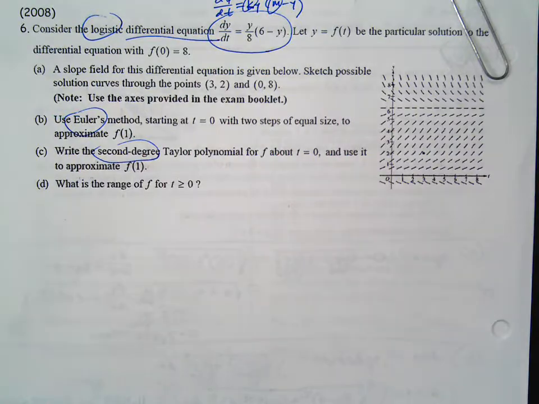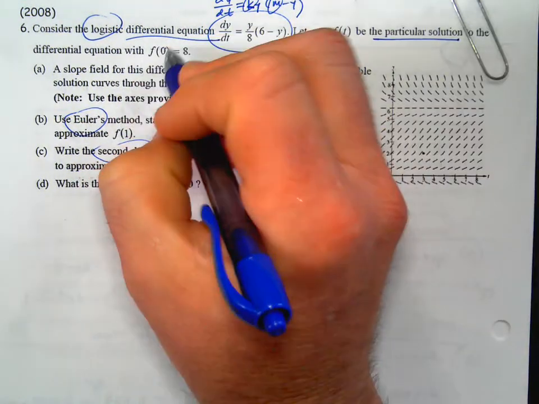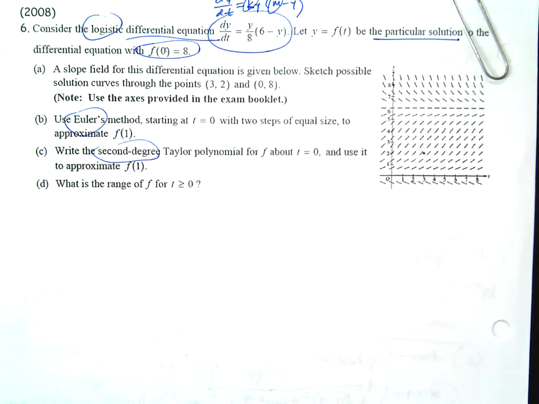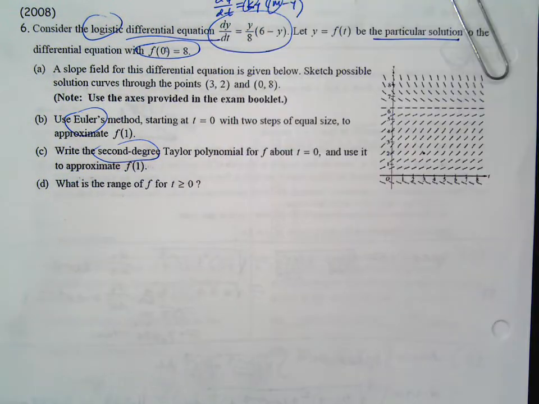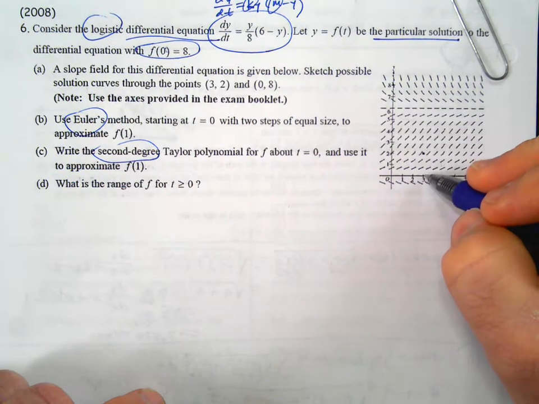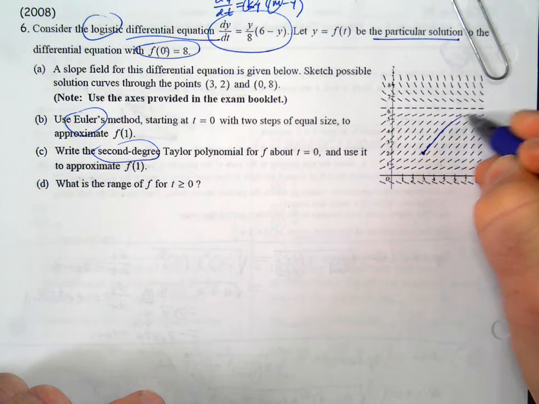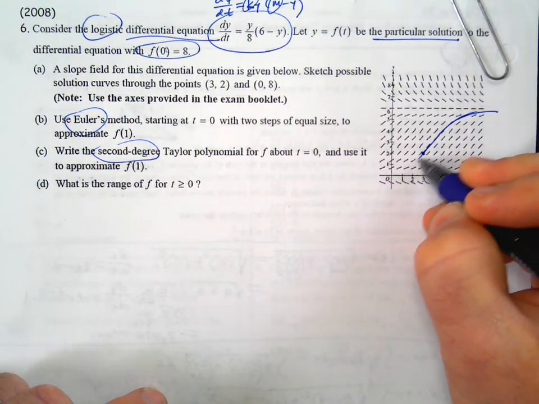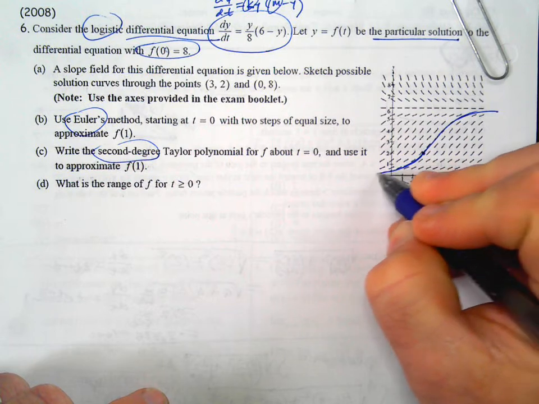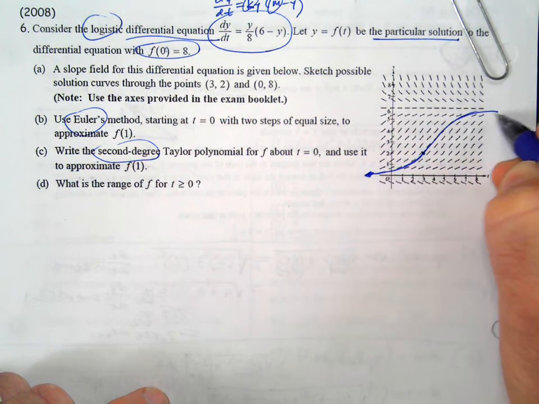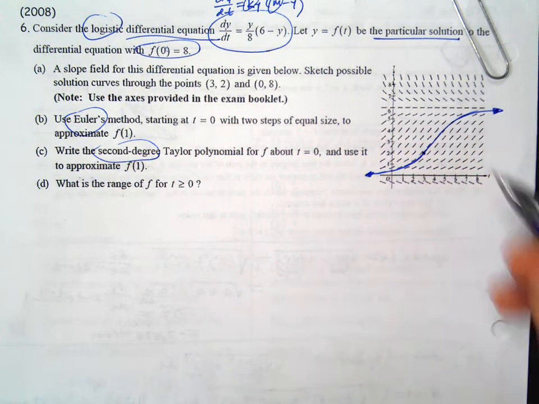Let y equals f(t) be the particular solution to the differential equation with f(0) = 8. Particular means one specific one. This is your initial condition. A slope field for this differential equation is given below. Sketch possible solution curves through the point (3, 2). So (3, 2) is right here. They even put a little dot here. So we're going to follow this along the slope field. We shouldn't cross any of these, and we should put arrows on the ends. And it should look like it's going towards those horizontal asymptotes.